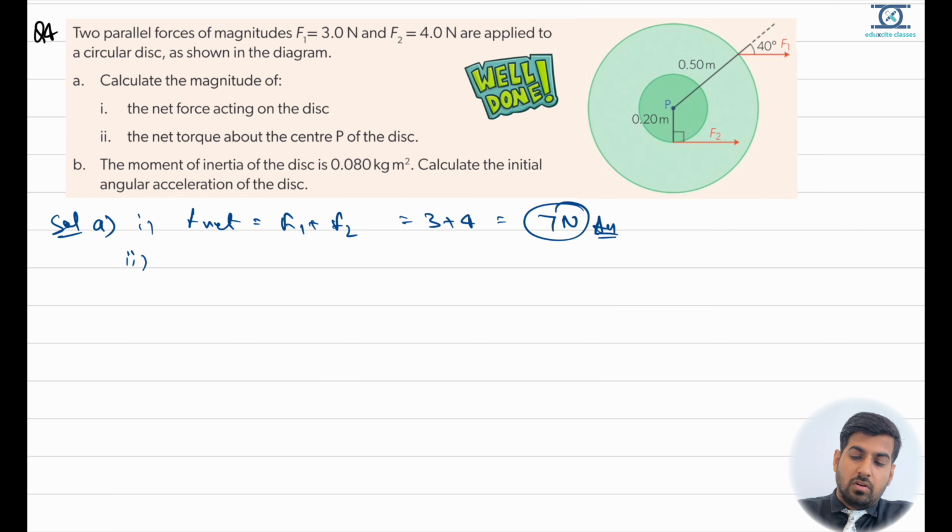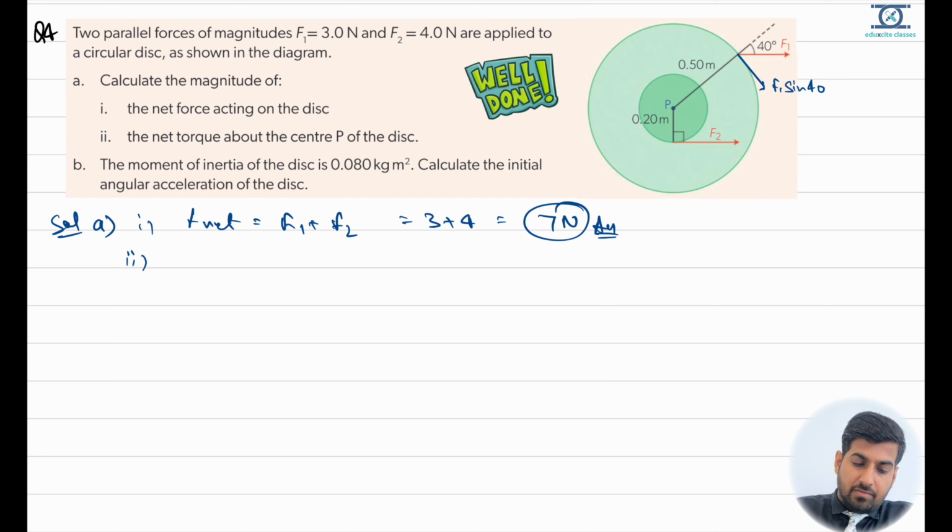We know that torque is force times perpendicular distance. The force is in this direction, so I take the component of the force which is perpendicular to the distance. If this is F1, this angle is 40 degrees. The perpendicular component of F1 will be tangential, so this will be F1 sine 40 and the distance will be 0.5. F2 is already perpendicular to the center of rotation, so this will be F2 times 0.2.